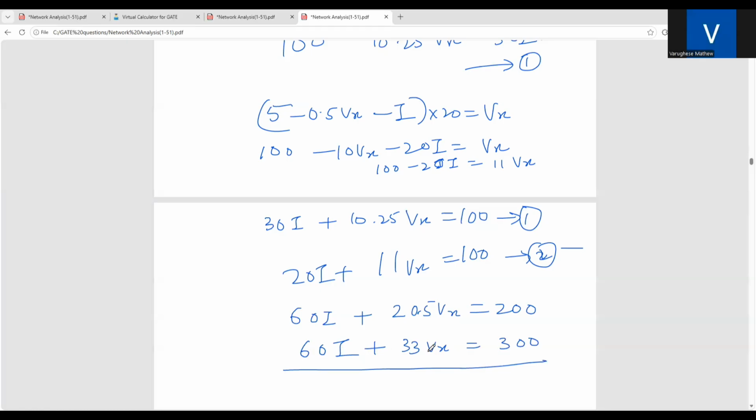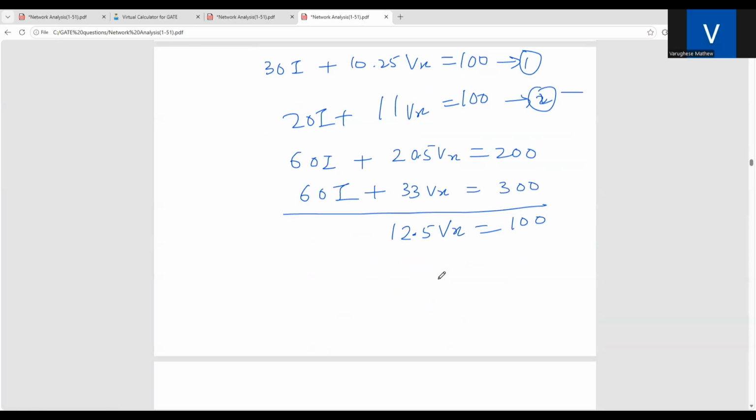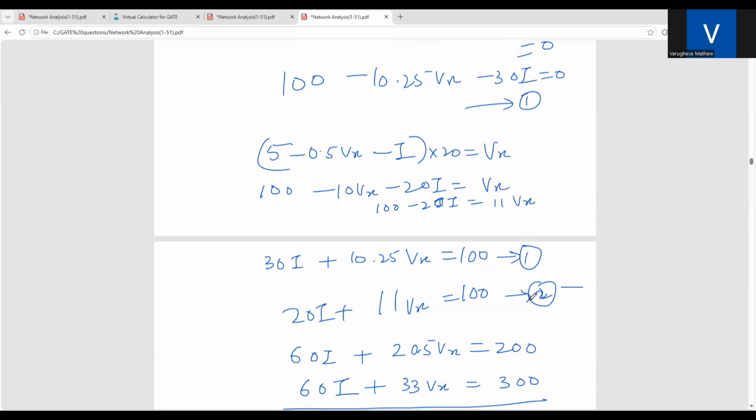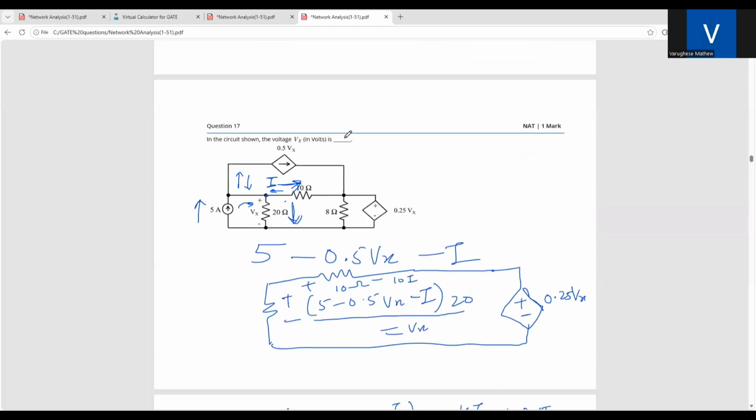So I subtract the first equation from the second equation. 33 minus 20.5 is 12.5 Vx is equal to 100. So Vx is 100 by 12.5, which is 8. You got the same answer. I just want to teach you both the methods, and both are getting the same answer. So the answer is 8.